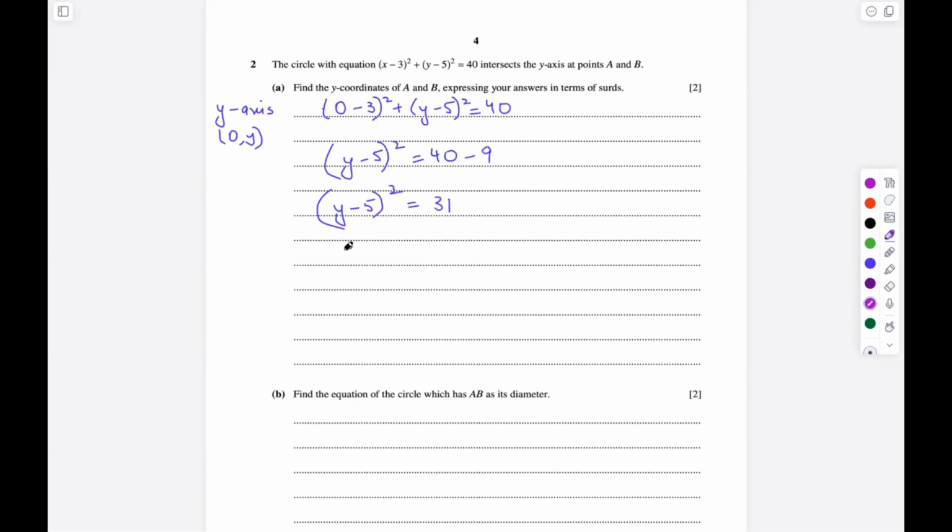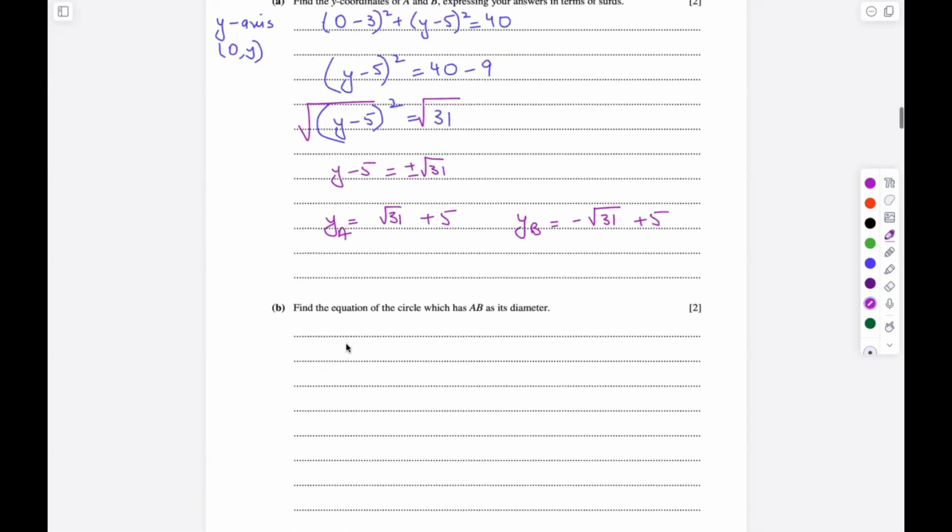Taking the square root on both the sides, we will get y minus 5 equals square root of 31. So square root of 31 can be both plus and minus. So the y coordinate will be square root of 31 plus 5. Let's say that is the y coordinate of A, and the y coordinate of B, we can take as minus square root of 31 plus 5.